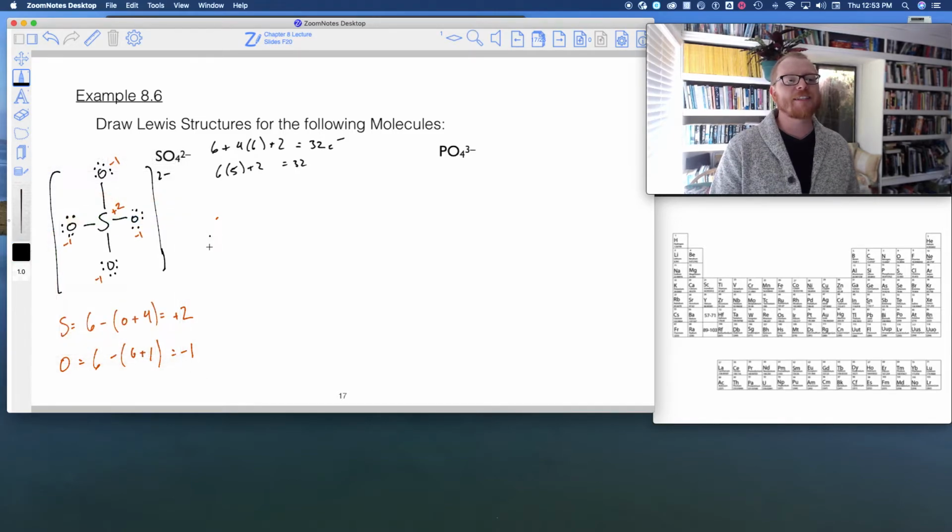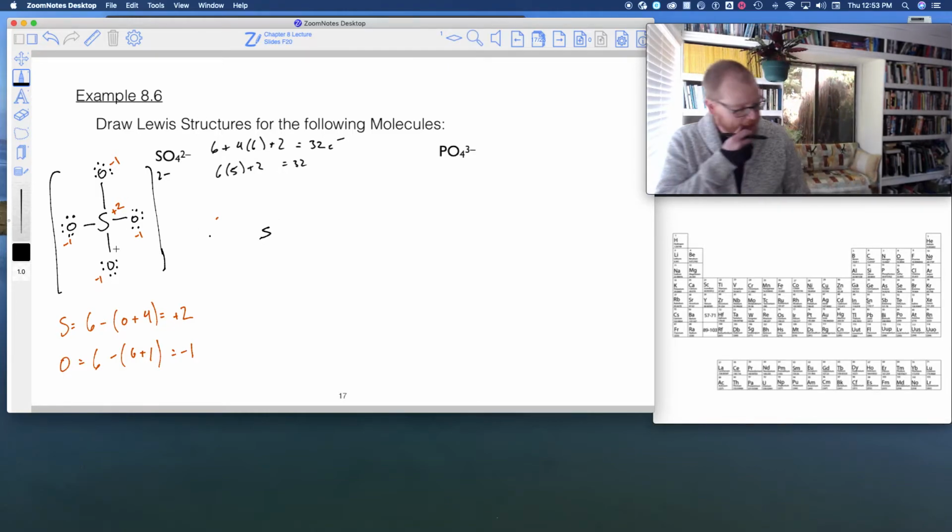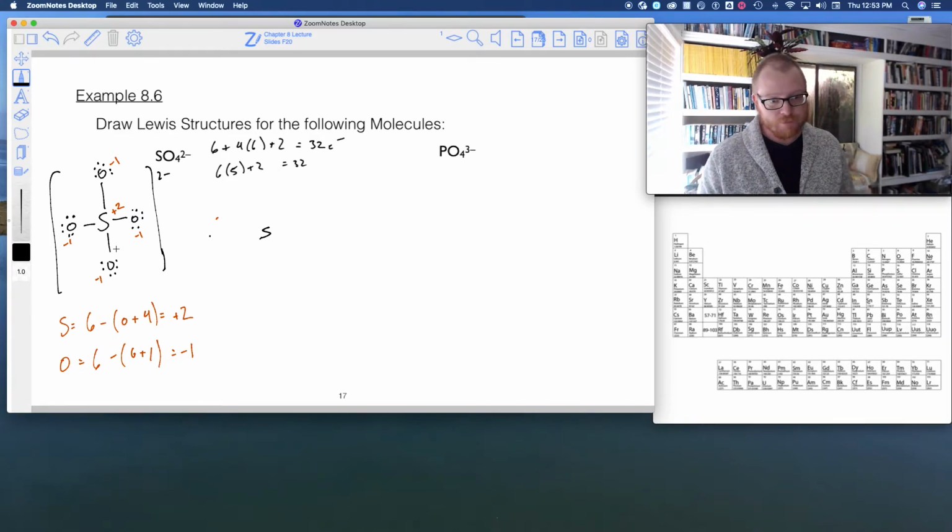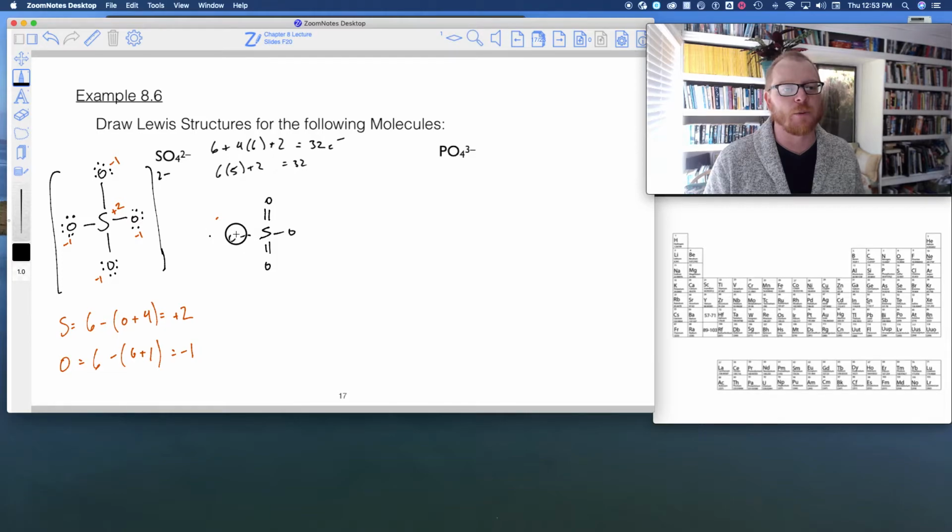However, this is not the best Lewis structure, okay? And I'll show you why. Now, I don't have any predictive way of telling you how to arrive at the best Lewis structure, but I'll just show you what the observed Lewis structure is, and I'll tell you why it's the observed Lewis structure. As it turns out, without using anything of Clark's rule, we can make a better Lewis structure for this thing by doing the following.